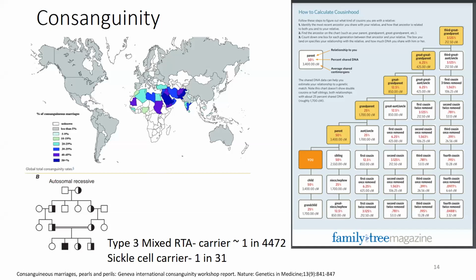This is in contrast to sickle cell, which has a carrier rate of about, in some areas, 1 in 30 or 1 in 50. So the probability of that happening in a non-consanguineous union is high. So consanguinity is most important when you're talking about rare disorders. The rarer the disorder, the more you need to look for it.